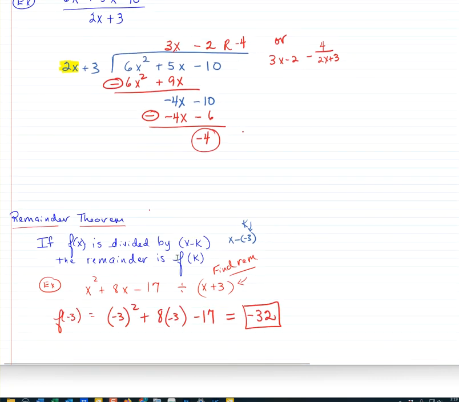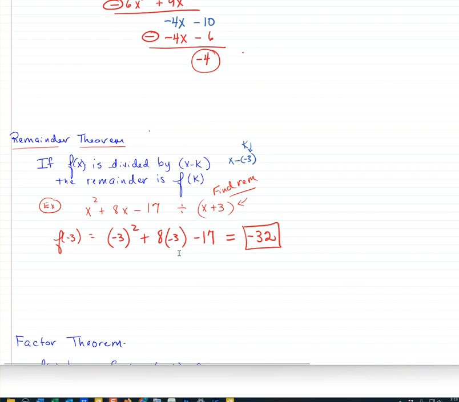All right, let's look at the remainder theorem. If f of x is divided by parentheses x minus k, where k is this number inside, the remainder is f of k, meaning you don't really have to do the division. You can just take k and plug it in.